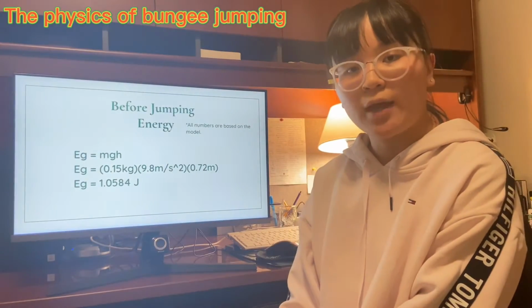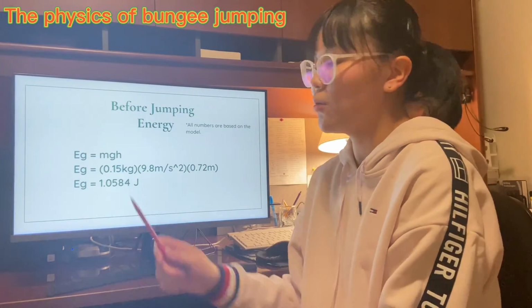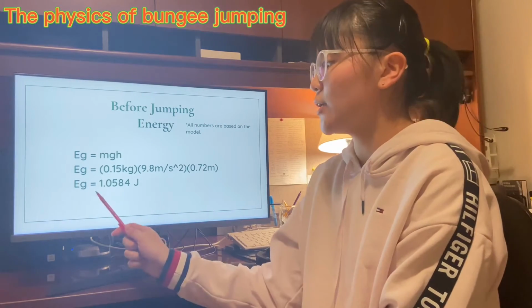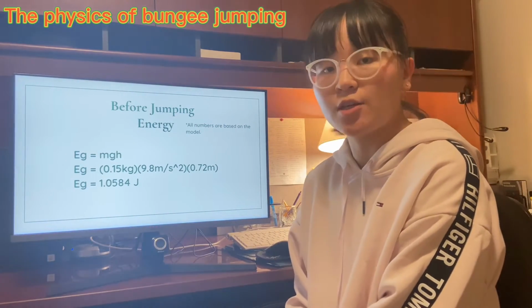So before jumping, the energy is basically just Eg equals mgh. You plug in all the numbers we have, and you get Eg equals 1.05 joules.